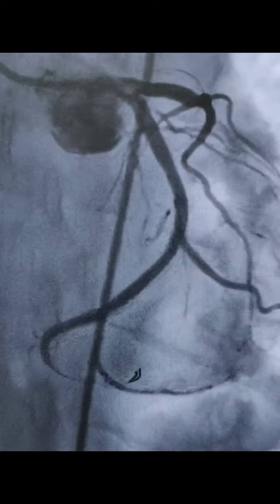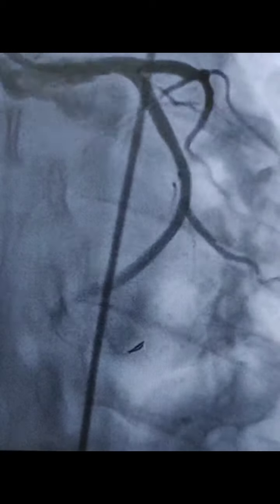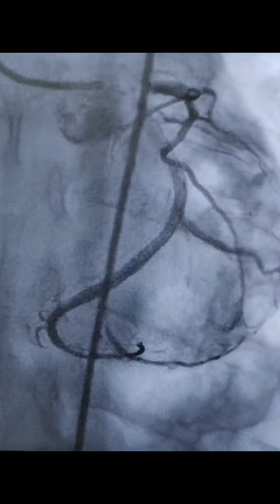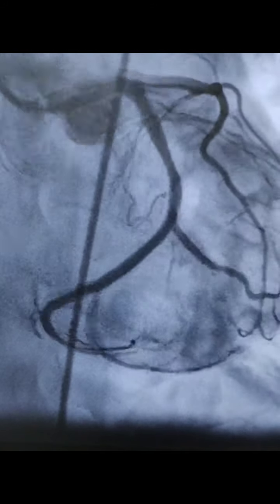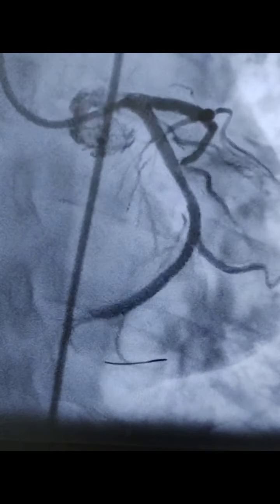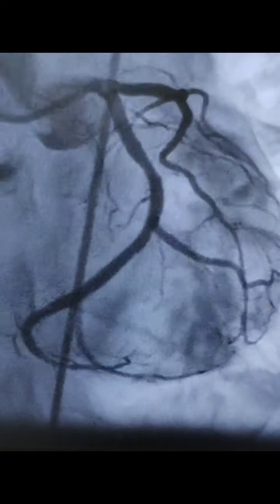So you can see the cine after the deployment of the stent and the overlapping of the stent done. The proximal stent diameter was 3 into 32, with overlapping of stent done in the distal part of the LCX. So you can see how nicely the distal LCX has got opened up, and it is a dominant LCX, dominant left system. This is the caudal view, and this is the cranial view. We can see how dominant the LCX is.